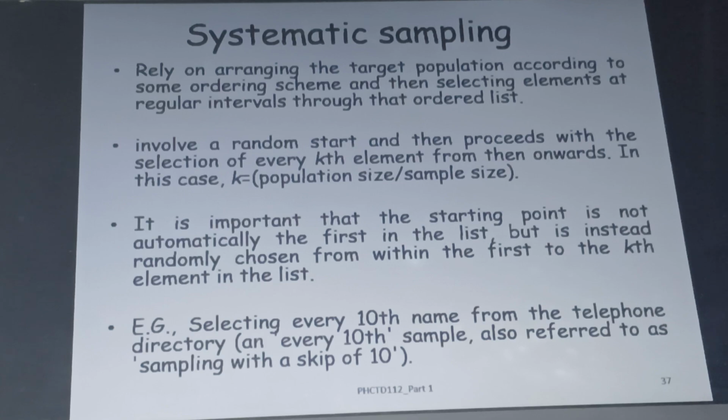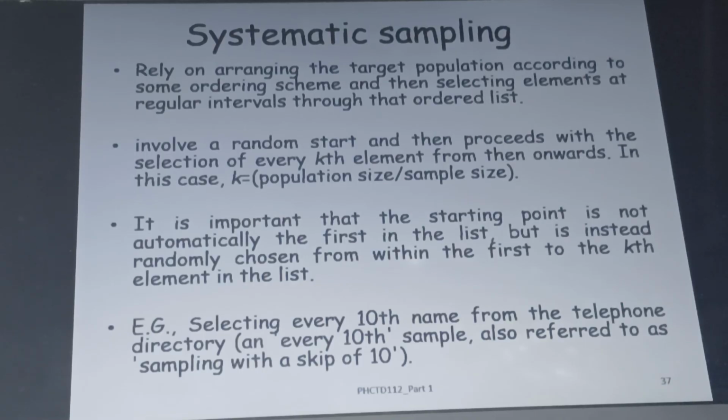We have here systematic sampling. We'll stop at systematic sampling today. Then in our next class we'll proceed with stratified sampling. Just from the word systematic, that means it follows a system. It's systematic in nature. It relies on arranging the target population according to some orderly scheme and then selecting elements at regular intervals through that ordered list.